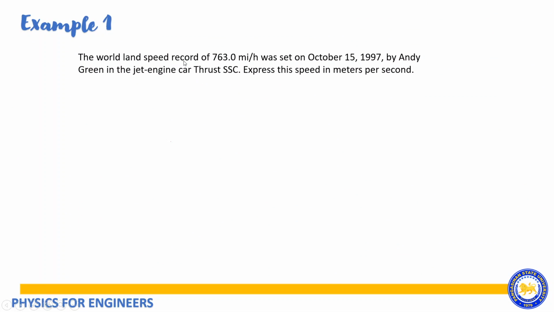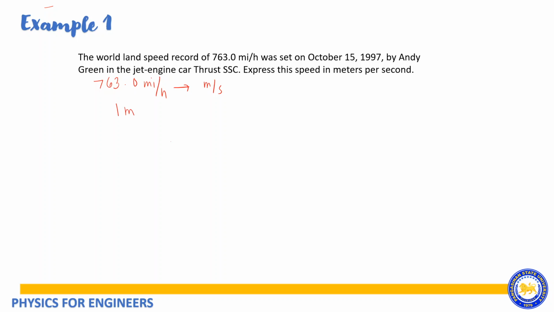The world land speed record of 763 miles per hour was set on October 15, 1997. Express this speed in meters per second. So we have a given, which is 763.0 miles per hour. We have to convert it to what? Meters per second. So what conversion factors do we need?